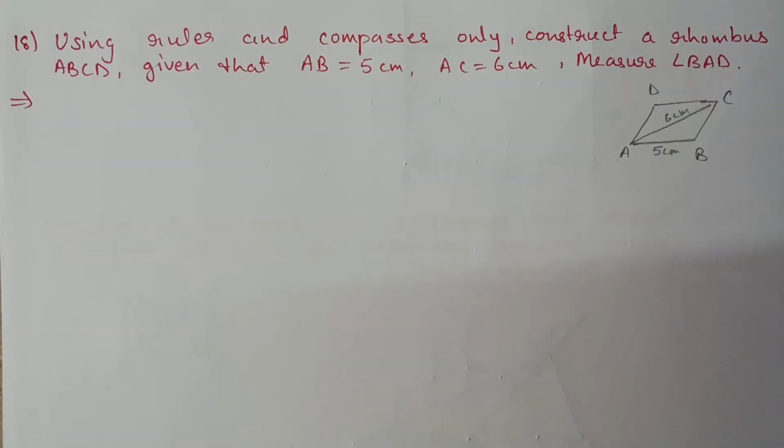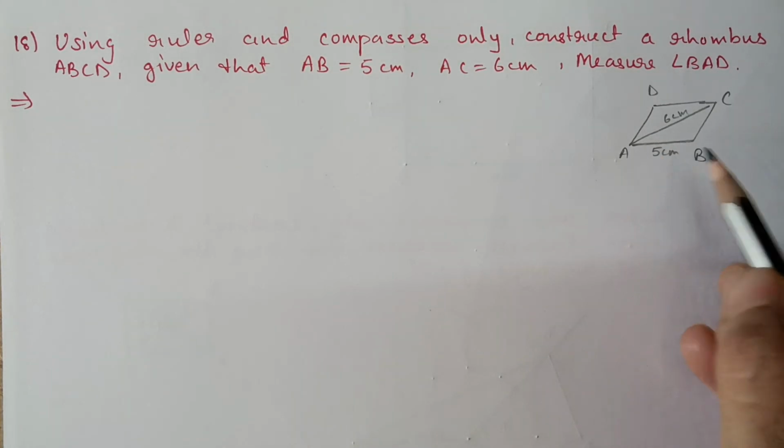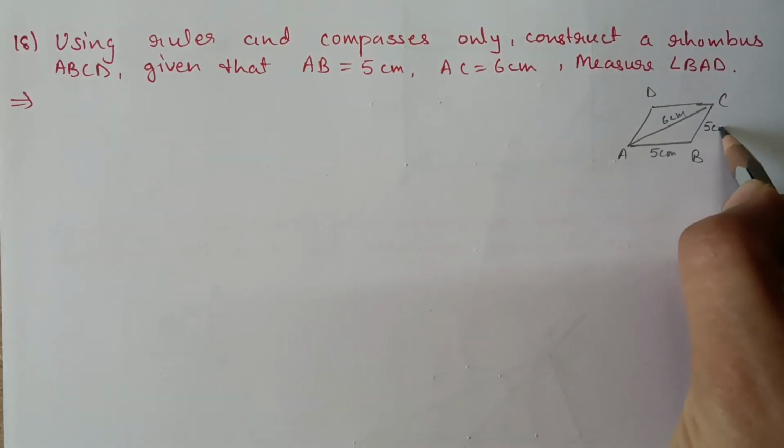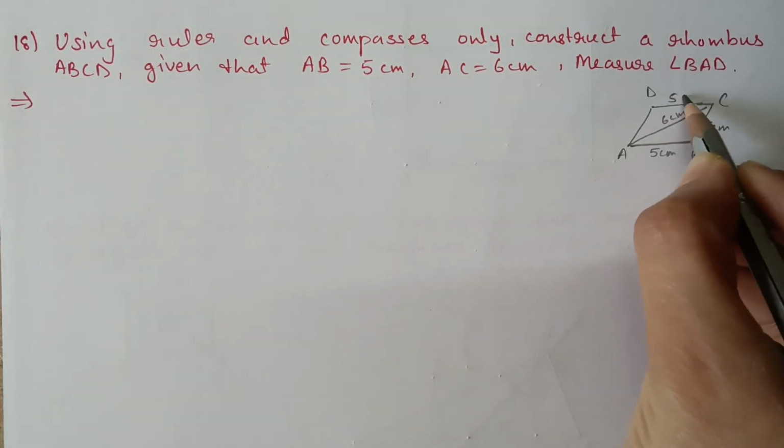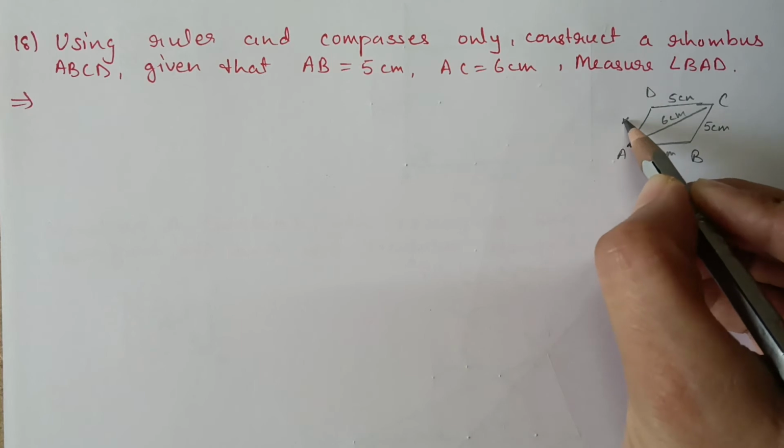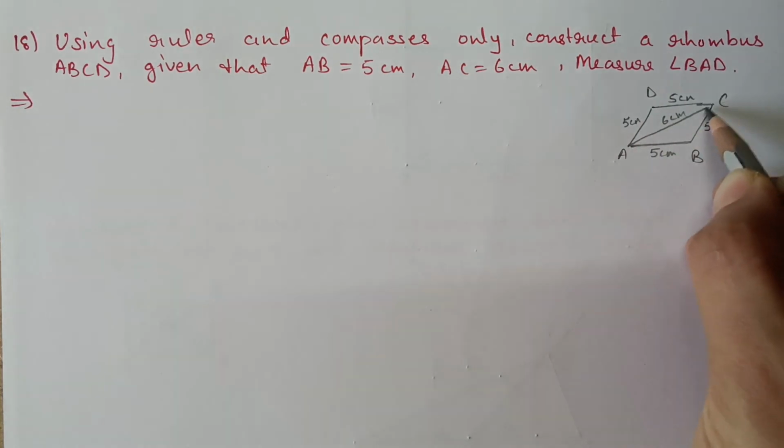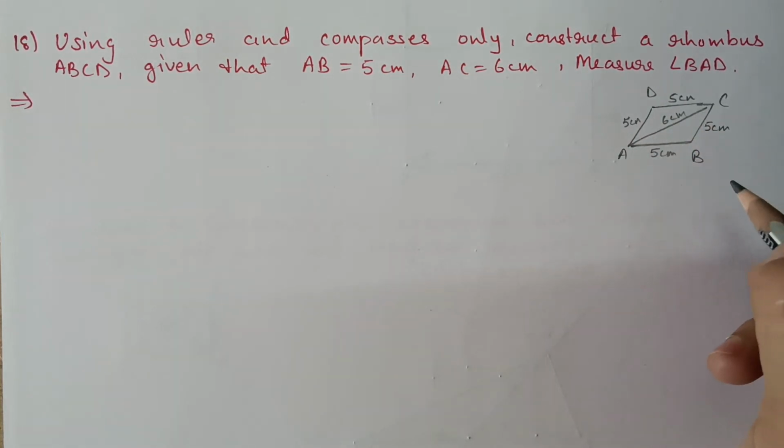Question number 18. Using ruler and compass only, construct a rhombus ABCD given that AB is 5 centimeter, AC is 6 centimeter. Because it is a rhombus, all four sides will be equal. If AB is given 5, so BC will also be 5, CD will also be 5 and AD will also be 5 centimeter. This diagonal AC is given 6 centimeter.